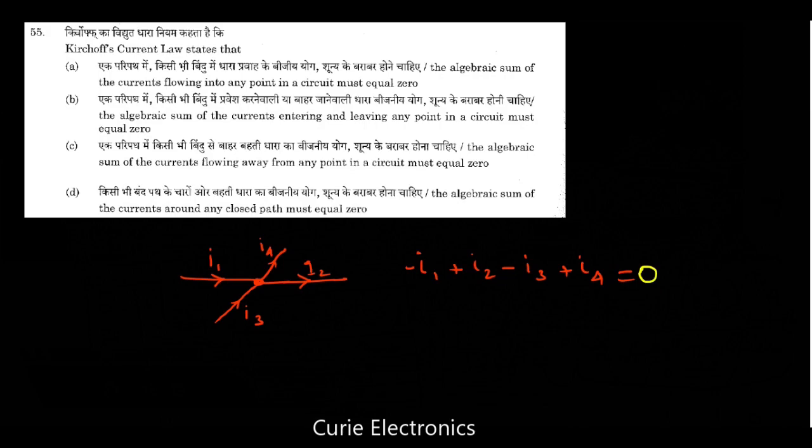Equal to 0. So which is the answer, the right answer? The algebraic sum of the currents flowing into any point in the circuit must be... Option B, the algebraic sum of currents entering and leaving any point in a circuit must be equal to 0. Option B is the right answer.